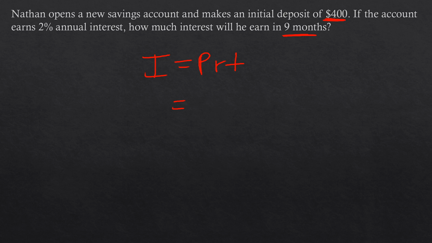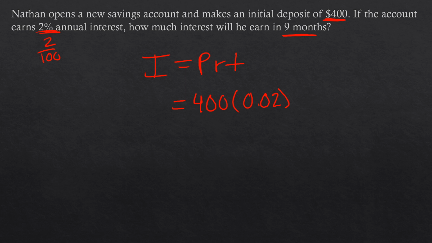So 400 is how much he originally is depositing, which means 400 is our principal. So 400 is going to come first. The next is my interest rate, which is 2%, which is 0.02. Again, if you don't know, you could do 2 divided by 100. And then next is time.